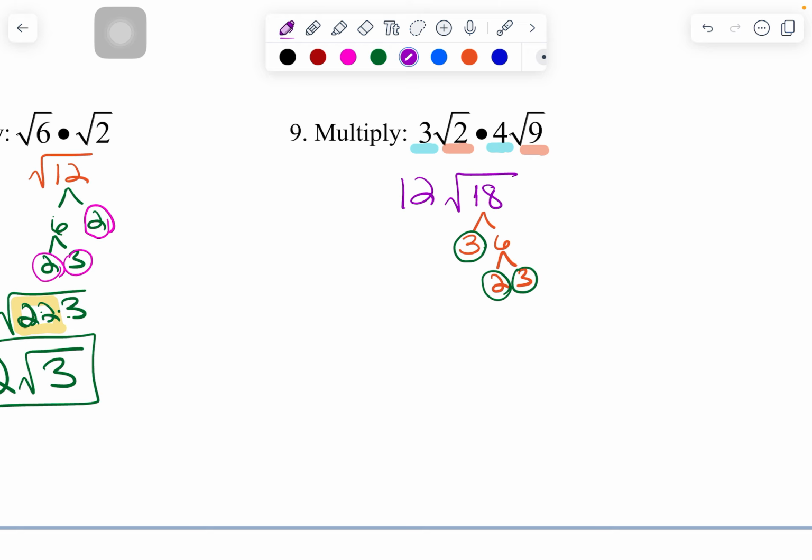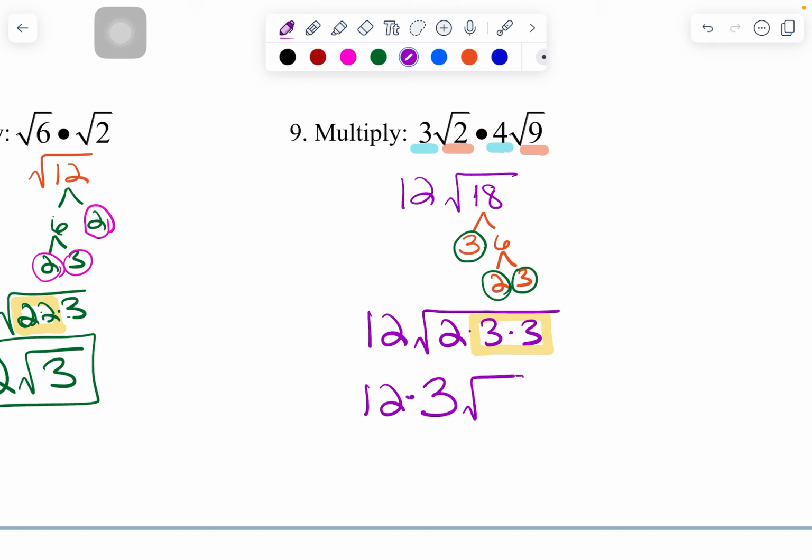So how do I write this? All right, well, there's my 12. 18 is 2, 3, and 3. Okay, so where's my pair? I've got a pair of 3's. So that means that's going to be 12 times the pair of 3's. One of them comes out front. Root 2 stays that. All right, finish it up. So 12 times 3 makes 36 root 2. We did a lot of work here, but that's everything.